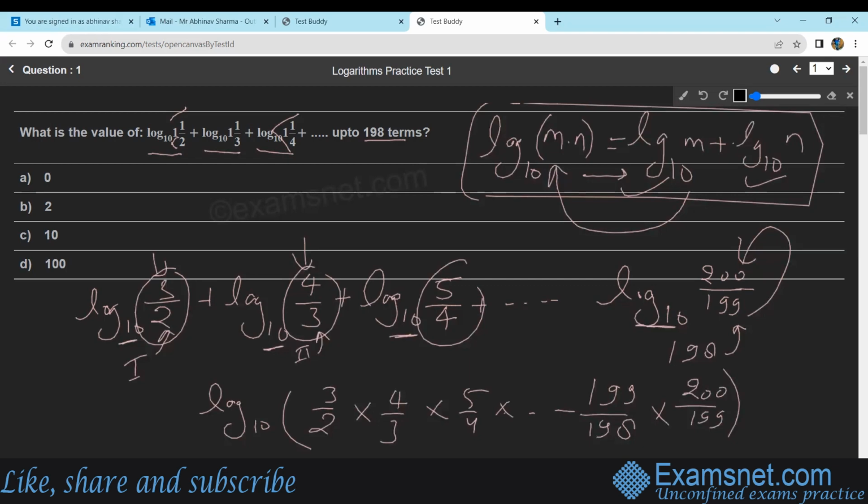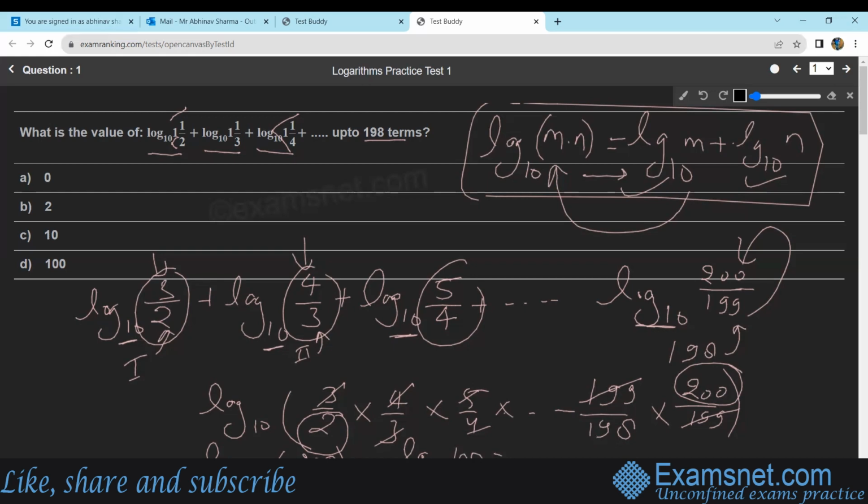And if you see this pattern, there will be numbers that get cut. For example, this 3 and this 3 will get cut, this 4 and this 4 will get cut, this 5 will get cut with the next 5, and so on. It will keep on cutting in the same fashion. This 199 is going to get cut with the denominator's 199. So ultimately only two numbers are left: the denominator 2 and the numerator 200, because they will not get cut. So ultimately you will be left with log base 10 of 200 by 2. Log base 10 of 200 by 2 is nothing but log base 10 of 100.